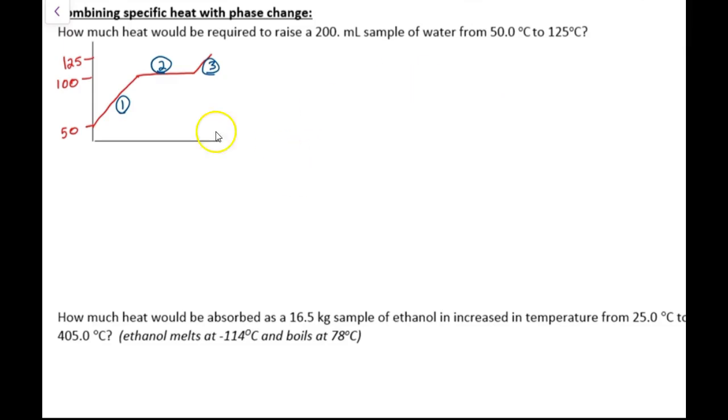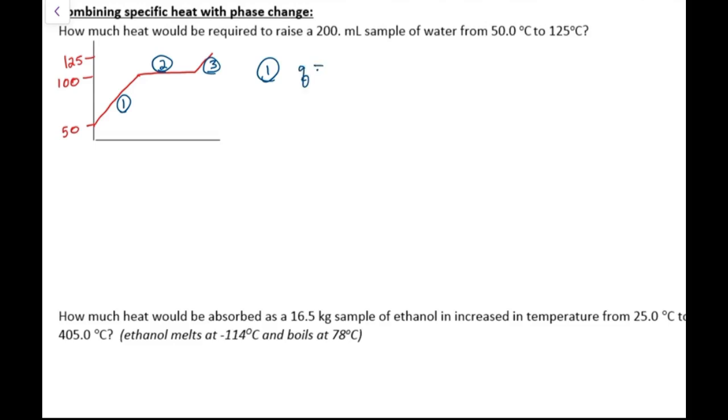We have two times where the temperature is changing, parts 1 and 3, and one time where we have a phase change. So let's do those off here to the side. Anytime the temperature is changing, like in step 1, we're going to be doing a specific heat problem. If we have a slope, we have a temperature change, so we're going to use this equation. Let's plug in the numbers. We're solving for Q.